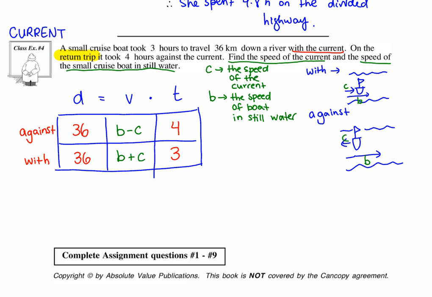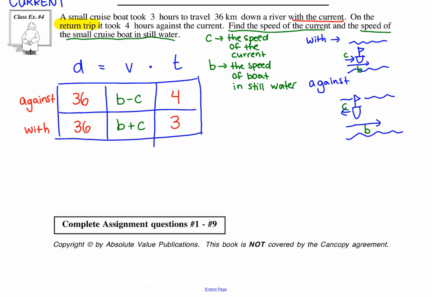So same distance. So we actually have two equations here. Do you see what they are? Okay, 36 equals B minus C times 4, or 4 times B minus C. Distance is equal to speed times time. So this is equal to the product of these two. It's one equation. What's the other equation? Times B plus C. So we can simplify each one of these.